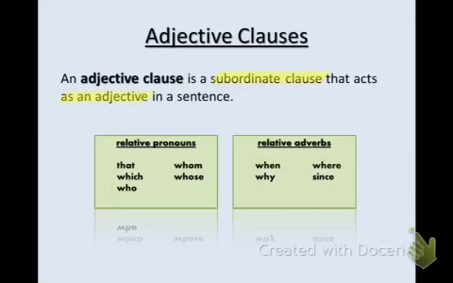And probably from elementary school you remember that an adjective is a word that describes or modifies a noun or a pronoun. So these phrases with subjects and verbs will be modifying nouns and pronouns in the sentence.